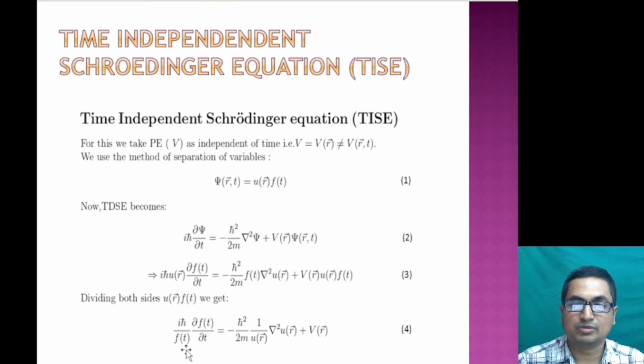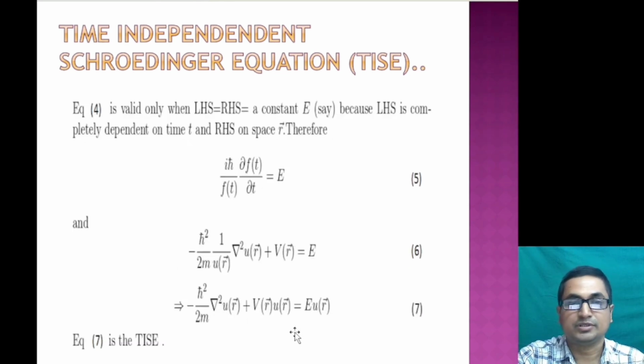Dividing this equation by u(r) and f(t), we get equation 4. So this u(r) will be cancelled by this u(r), and 1 by f(t) will be there. The h cross is already there. So we have i h cross by f(t), del f by del t on the left hand side, and on the right hand side, this u(r) f(t) will go since it is divided, and this f(t) will be cancelled by this f(t), and we are left with 1 by u(r) and only minus h cross squared by 2m. So equation 4 is what we get by dividing equation 3 by u(r) f(t).